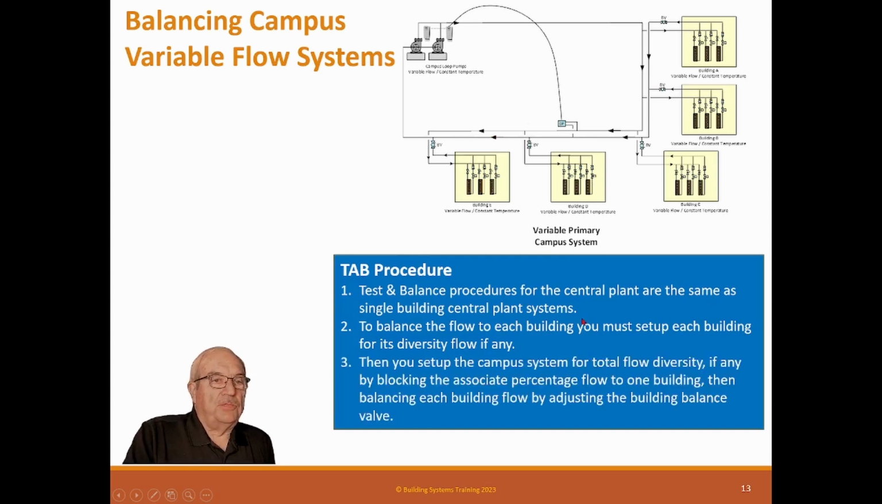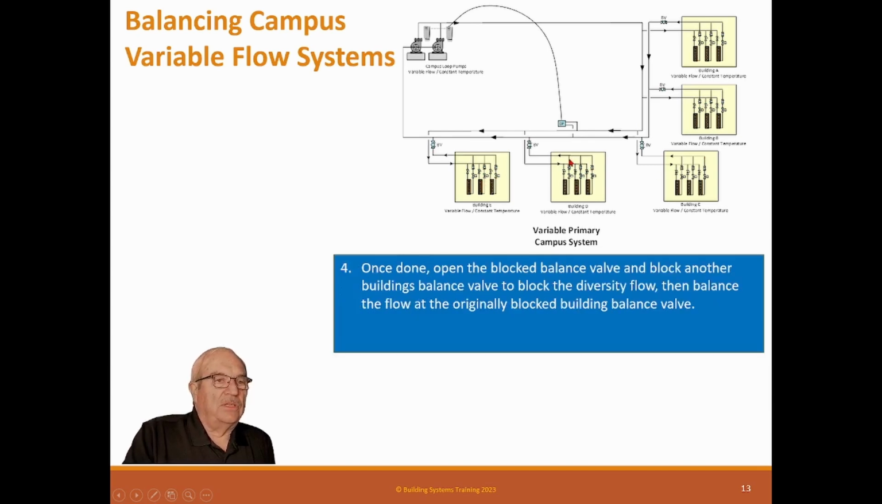To balance the flow to each building, you must set up each building for its diversity flow, if any. So if this system has diversity, it has to be set up. You have to go in there and close some valves and open the others. So just pretend this is one huge building, and that's what you have to do. When you set up the campus system for total flow diversity, if any, by blocking, that's what we said before. So you set up each building, and then you'll do a total flow. Once done, open the block balance valve and block another building. So you're doing just like you would any other system, except these are total buildings. So let's go look at a more complicated one.